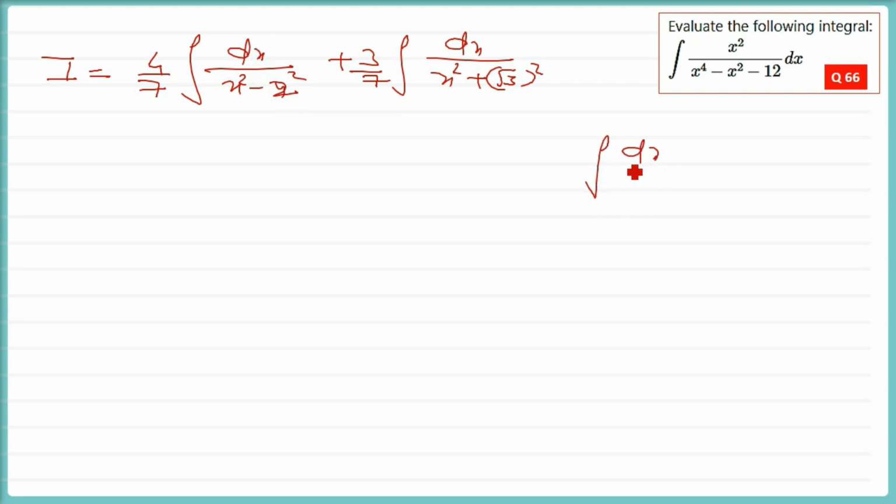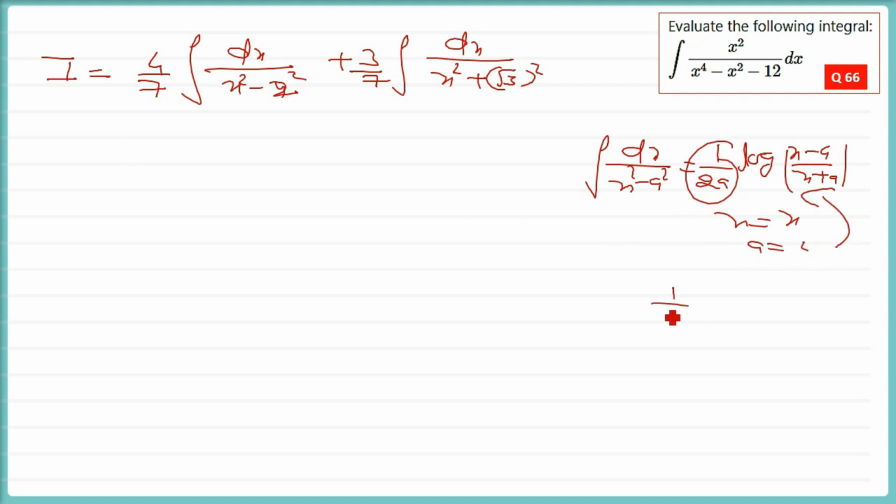So what is the integration of dx divided by x square minus a square? We know the formula of this. It's 1 by 2a log modulus of x minus a by x plus a. X in this case will be x only and a in this case will be 2, and put it here. So this will be 1 by 2a. What is a? 2. So 1 by 4.